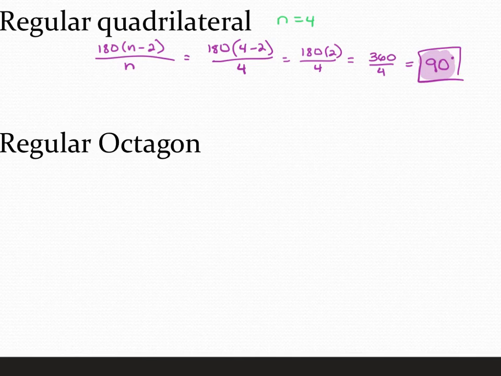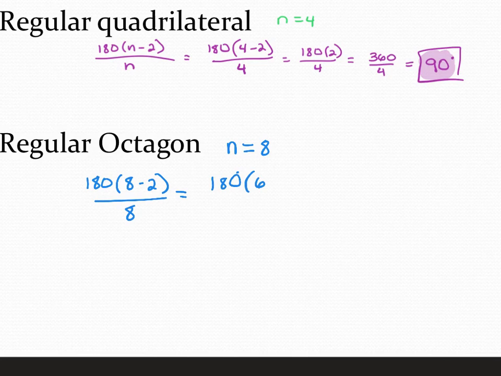All right, how many sides is an octagon? 8. She's right for the rest of it, right? 8 minus 2 over 8, 180 times 6 over 8. So here's the thing. You could actually simplify this if you wanted to, or you could just find the sum and then divide by 8. It's totally up to you. But technically, this is a fraction that we can simplify and make it easier. So I'll show you both, right?